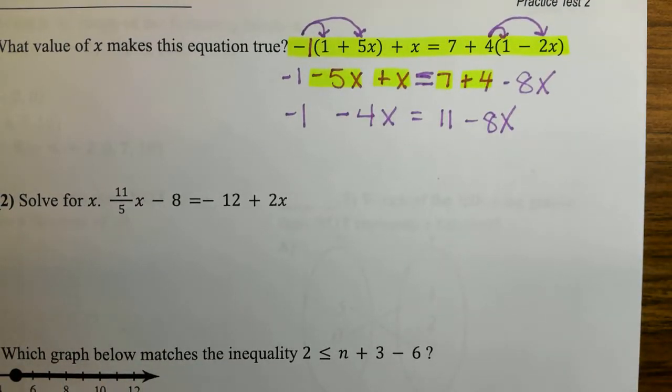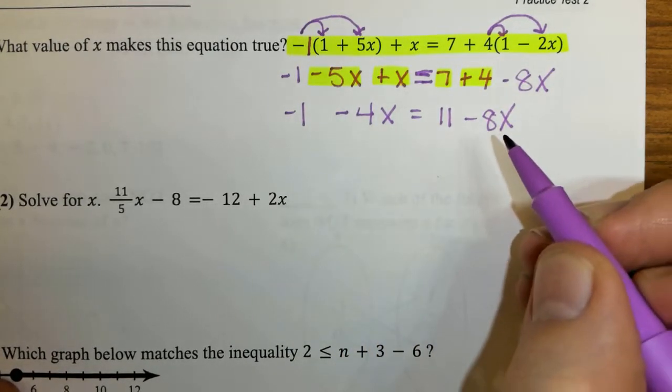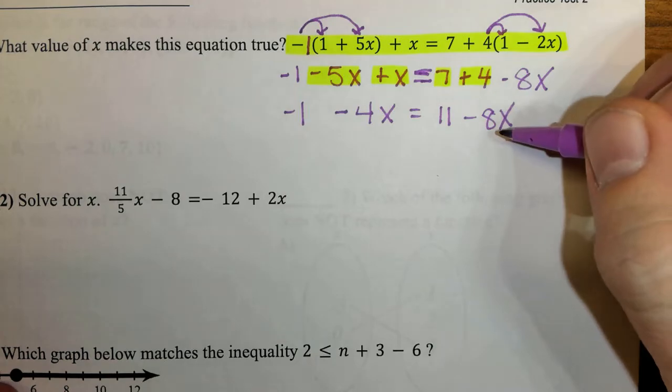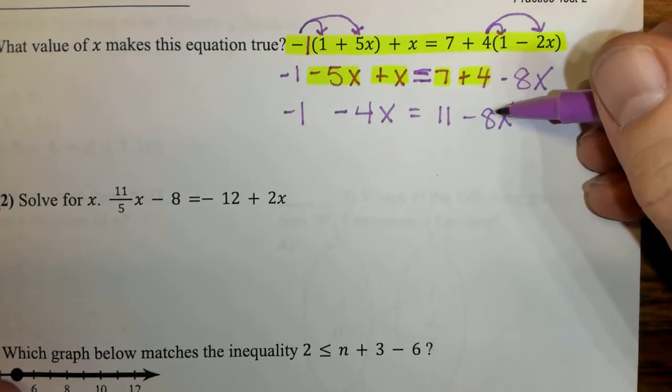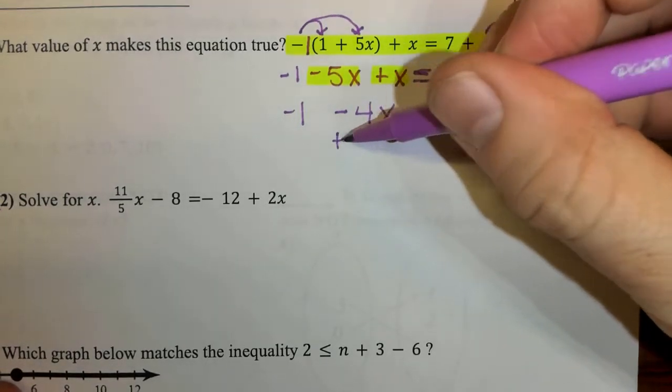Okay, good so far. Now I want to move all my x's to the same side and all my numbers to the other side. I always move the smallest x. You don't have to, but in my opinion it makes it a lot easier because then you get rid of negative variables. My smallest x between these two, because I have negative 4 and negative 8, is negative 8. So I'm going to move negative 8 the other way. To move a minus 8x, I do plus 8x on both sides.